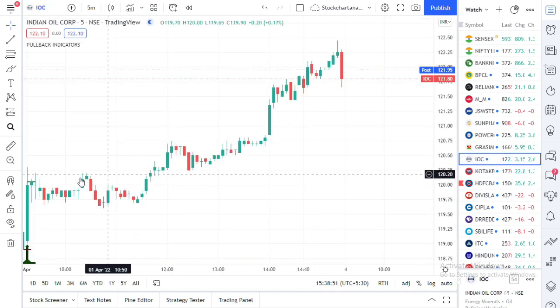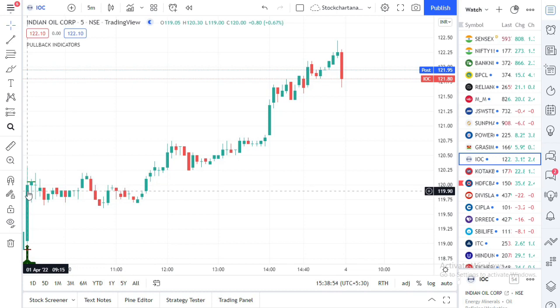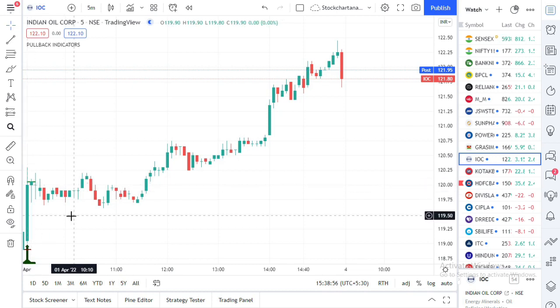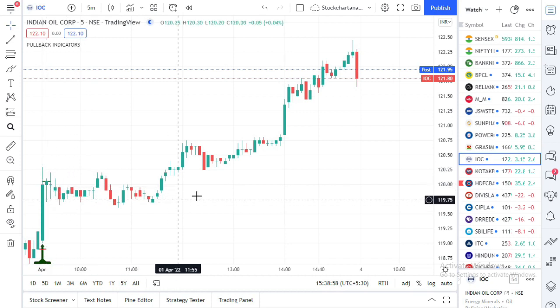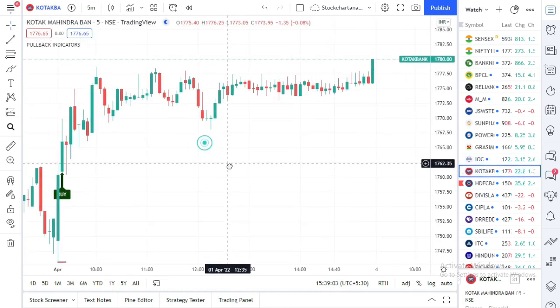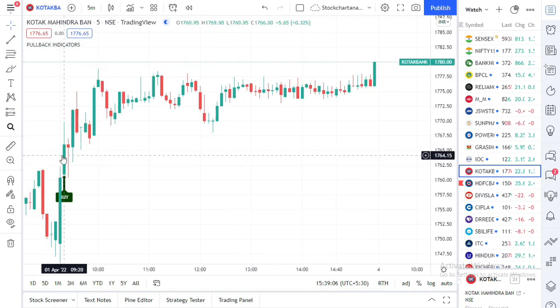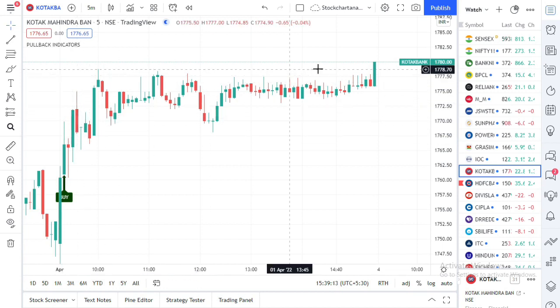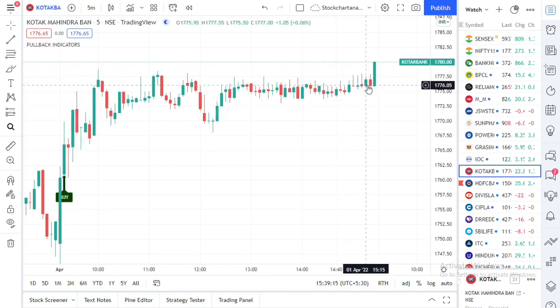Then IOC, we got a buy signal here in IOC. The next candle has also given us the confirmation, and the entire day IOC was in uptrend mode. This is Kotak Bank. In Kotak Bank also we got a buy signal here, and this candle has given us a confirmation, and we made a very small profit in Kotak Bank.